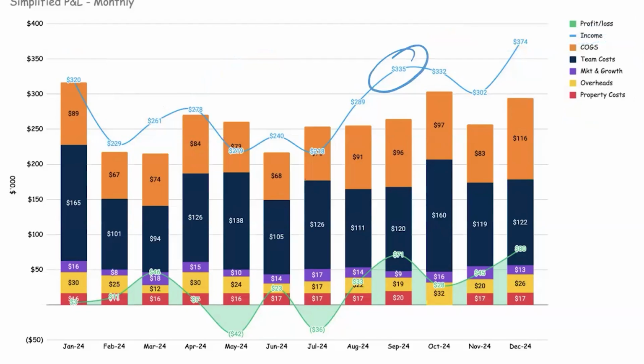And then what's left over is another line or a shaded area, in this case at the bottom, which is our profit. And so the points in time where the income, the line for income, is higher than where the blocks of costs add up to, we can see that's where we're making a profit.